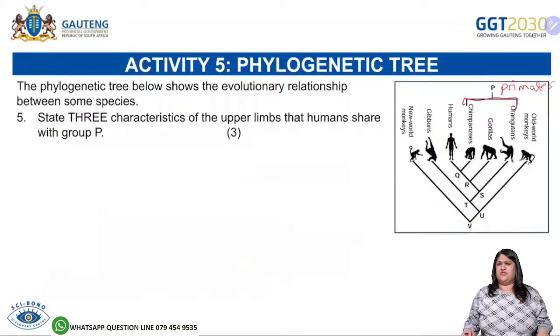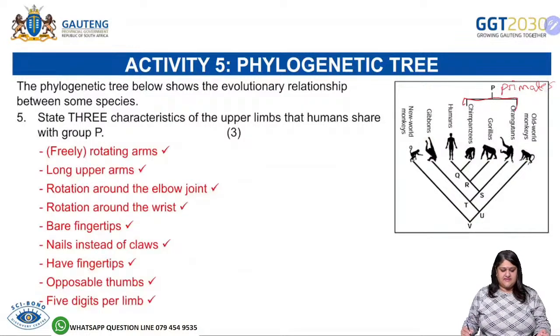So you can just think for yourself, what are these characteristics that we share with our primate cousins? We have freely rotating arms, long upper arms, rotation around the elbow joint, rotation around the wrist, bare fingertips, nails instead of claws, opposable thumbs, and 5 digits per limb. I'm not going to go into much detail because Agnes is going to be discussing these with you and explaining ways to remember them. But start thinking about that.